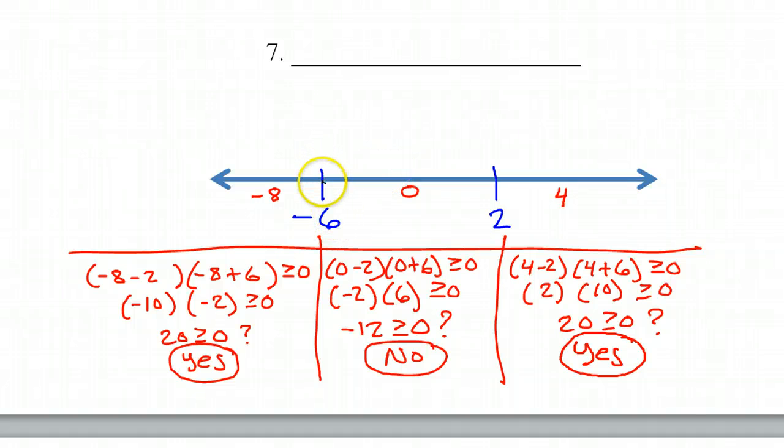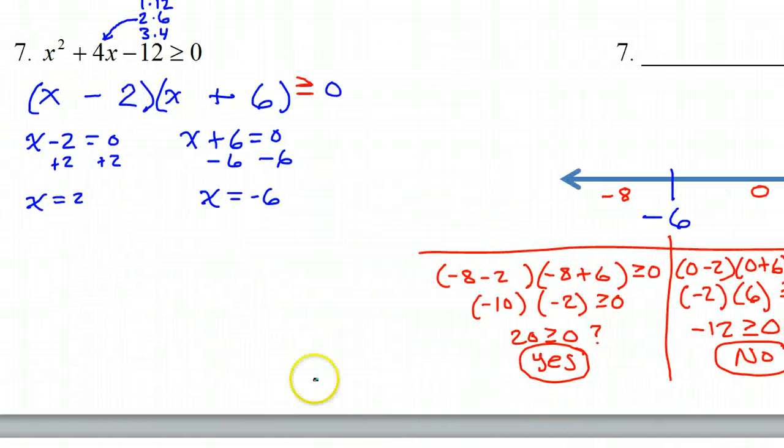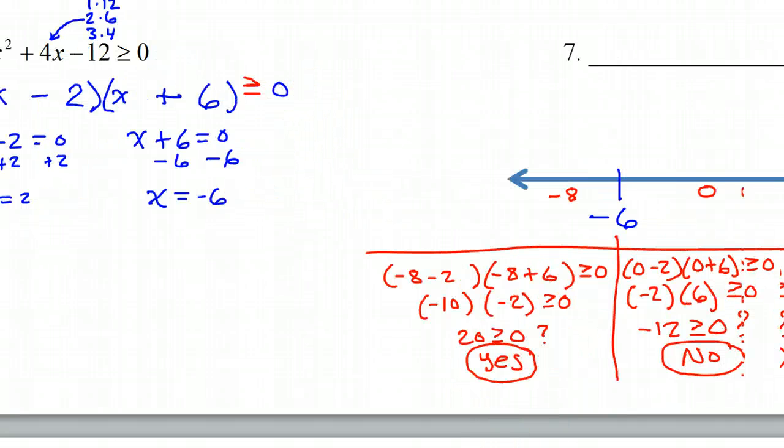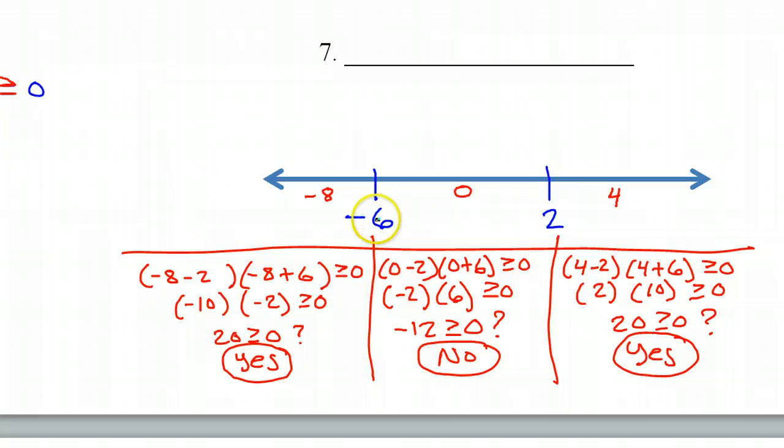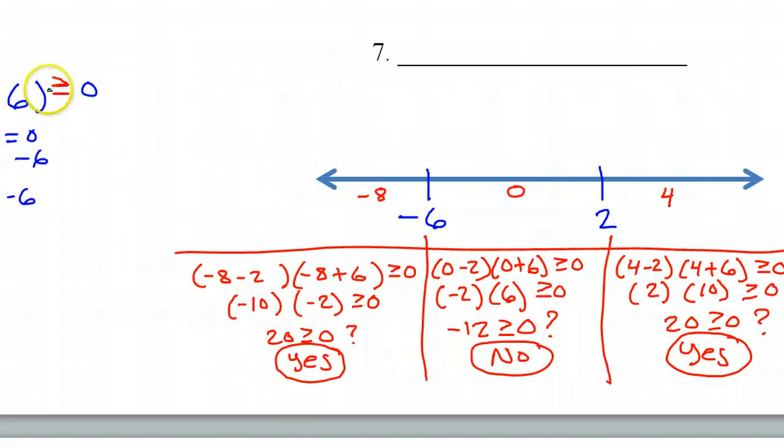Now let's talk about the points themselves, the x-intercepts themselves. Let's talk about negative 6 and 2. Well, in this case, we were looking for values that were greater than or equal to 0. Equal to 0 is fine. And these values themselves are the x-intercepts. They are designed to give us a value that is equal to 0. So we will include these in the solution set. The fact that it's or equal to is a big hint that this is going to be a closed circle.